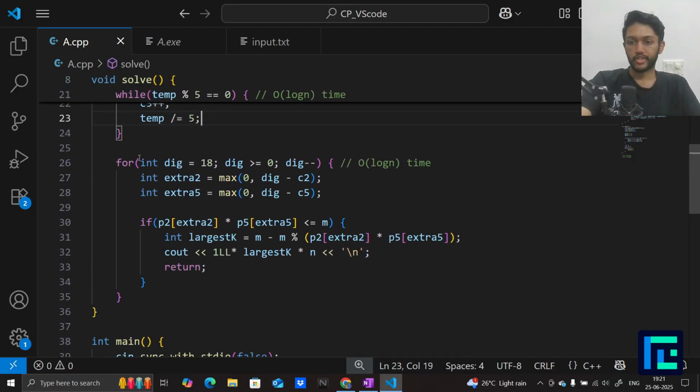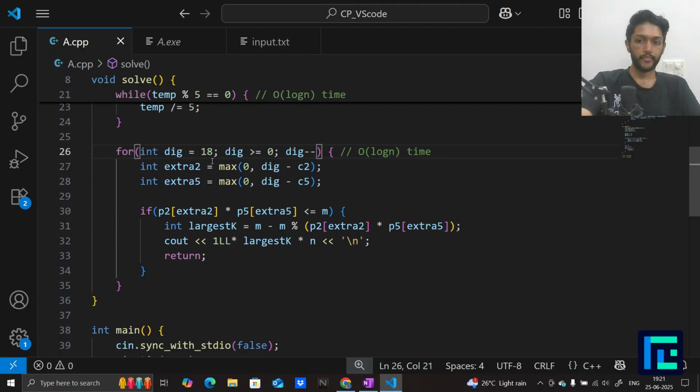Now I will just check from 18 down to 0, that can we make this many number of digits. So extra 2 and extra 5: if I want this many number of digits, how many extra 2's and extra 5's do I need? Extra 2's is basically, if I want dig number of zeros and I already have C2 2's, then I want dig minus C2 extra.